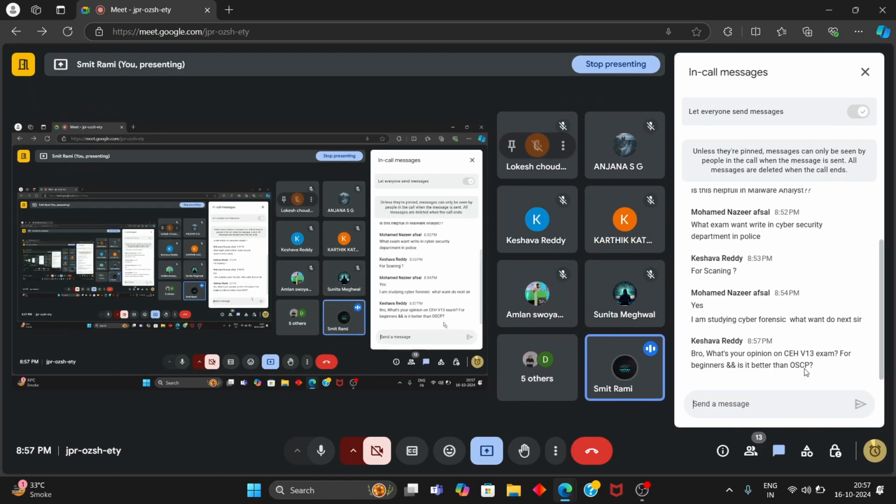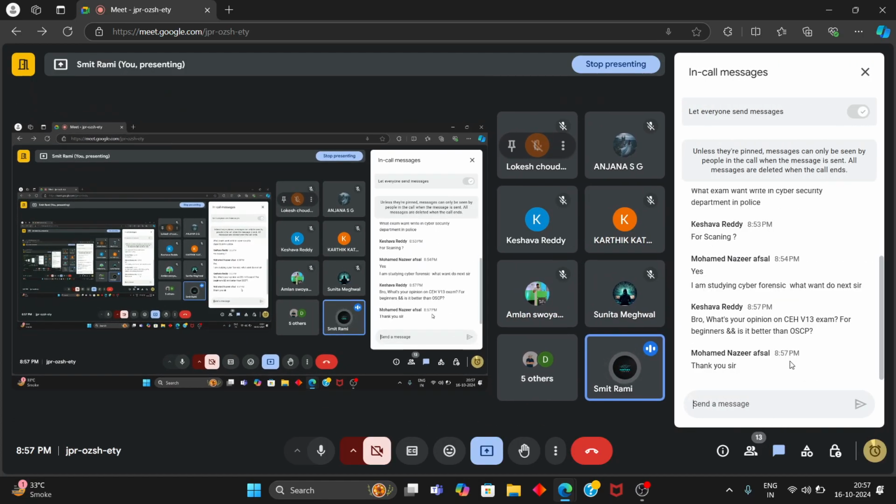What's your opinion on the CSV13 exam for beginners? Is it better than OSCP? If you compare it to OSCP, for a beginner CSV13 is a great option, but it is not better than OSCP. OSCP has its own league in the market and is on a whole different level. I know CHV13 is also AI powered, so that is a good option for you as a beginner. But if you compare with OSCP, I would still prefer OSCP. But companies are heavily demanding CHV13, so you can first go for CHV13.